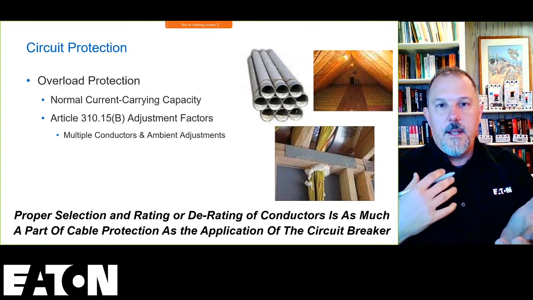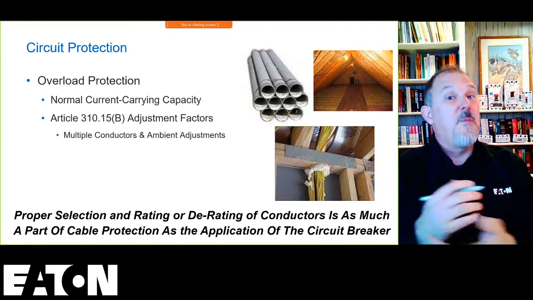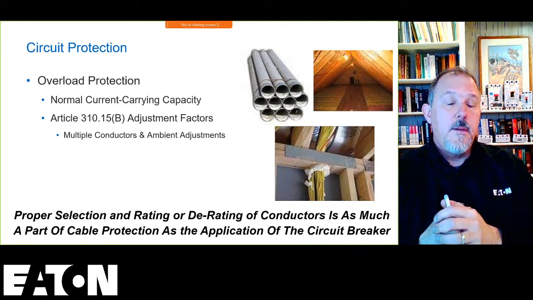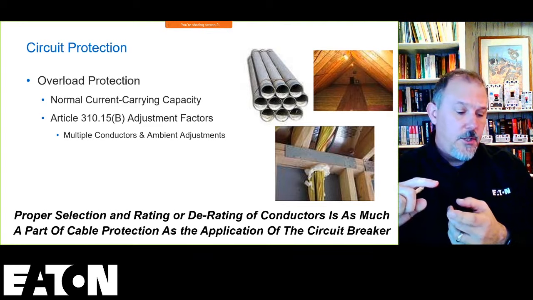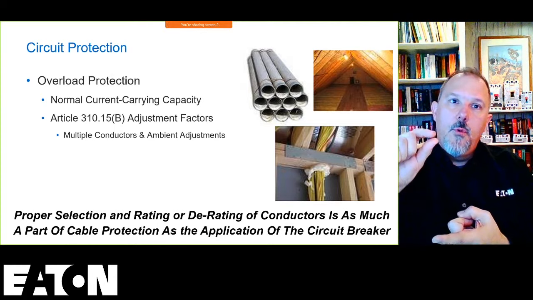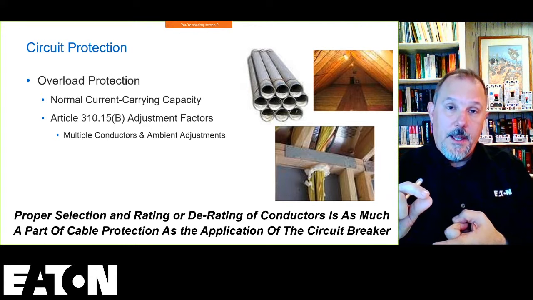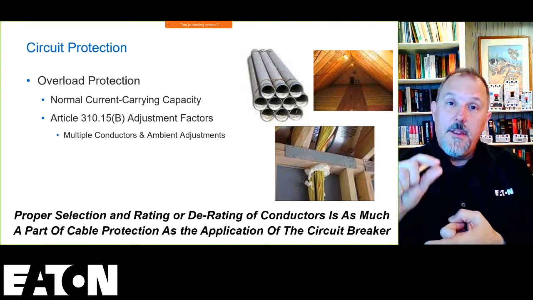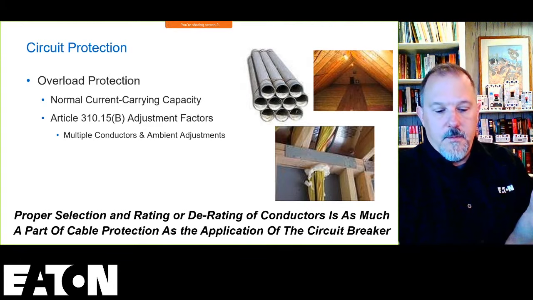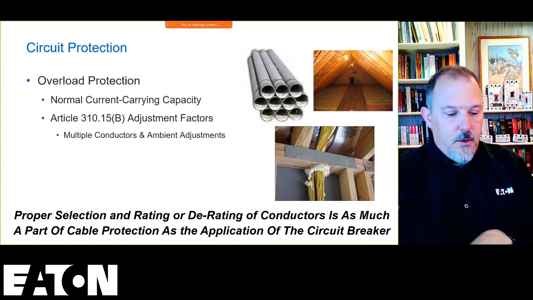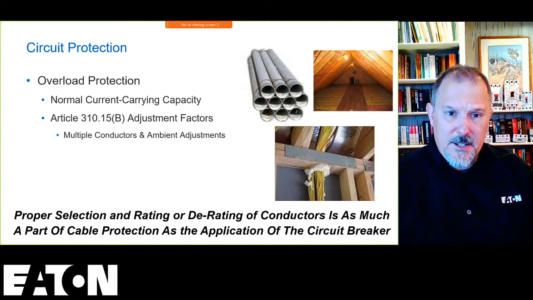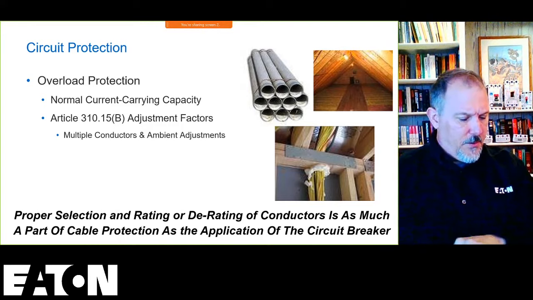I chose to, in my problem, take the MCA, which is probably what everybody does, take that minimum circuit ampacity and start dividing by the multiplying factors for adjustment factors for more than three current carrying conductors. When we consider more than three current carrying conductors in a raceway, that's called an adjustment factor. When we apply a multiplier for temperature, that's referred to as a correction factor. I believe that's what we use.